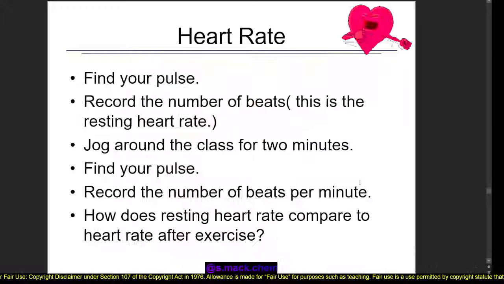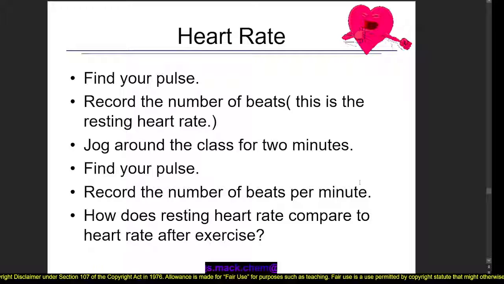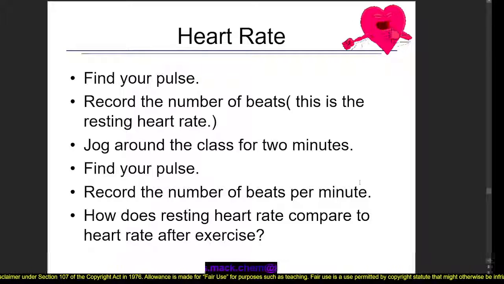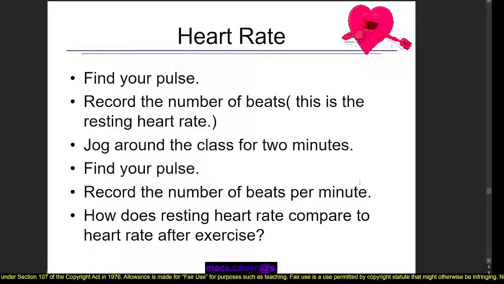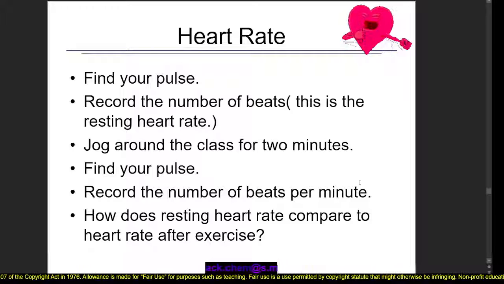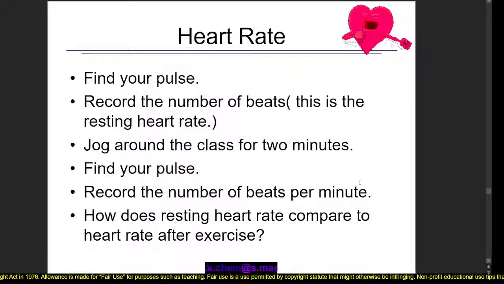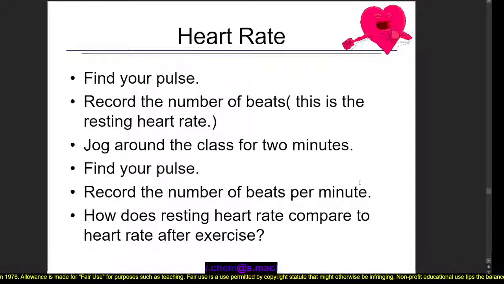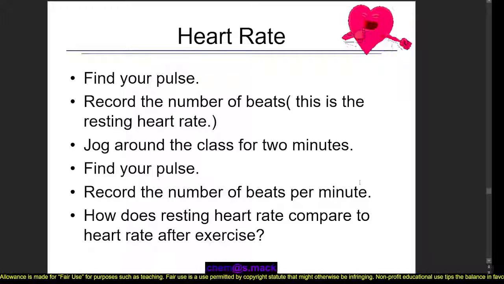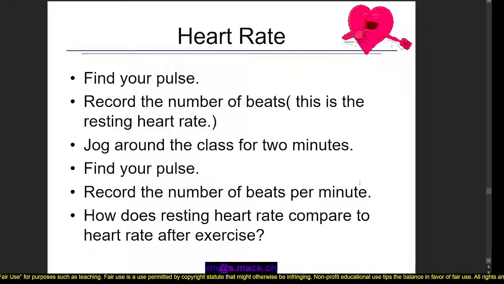You can figure this out by doing a simple exercise, which is you're going to go to your wrist, right? You can figure out where your pulse is on your wrist, and you're going to record the number of beats that you can measure in your pulse, maybe in your wrist, and you're going to take note of it in terms of how many beats per minute. That's your resting heart rate.